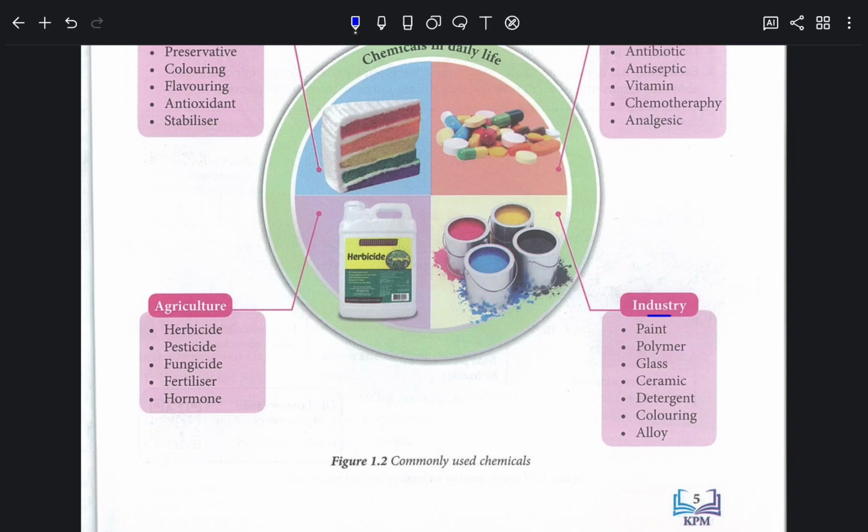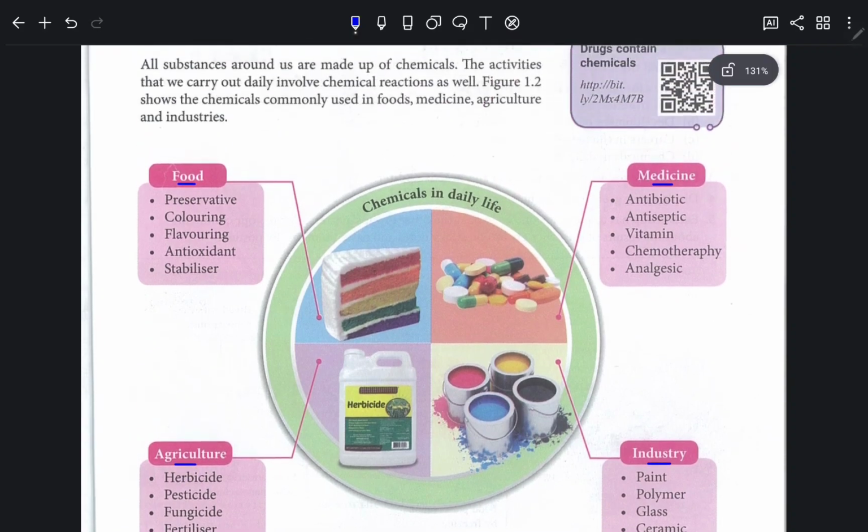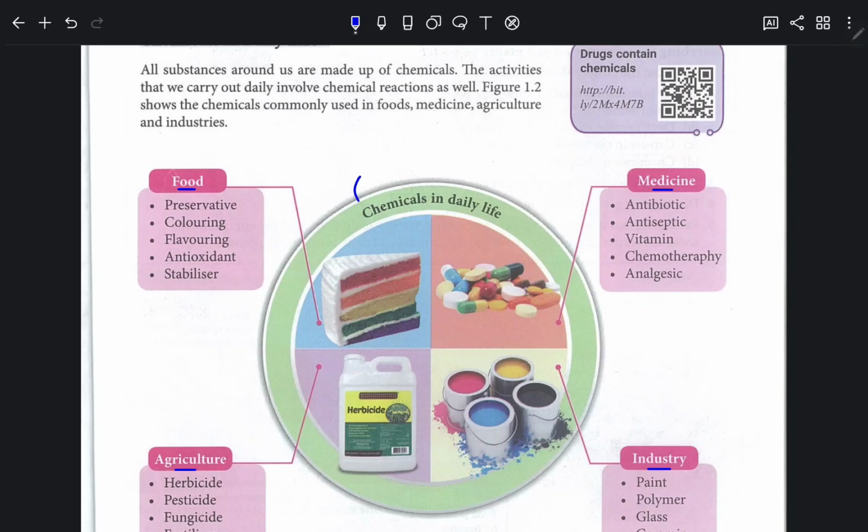Faham? Then, we use chemicals in agriculture. From this lesson, before I furtherkan, I just nak remind you lagi sekali, don't ever think chemicals are dangerous. Your skincare, your perfume, everything have chemicals. But there are good chemicals. Don't ever think chemicals are danger.